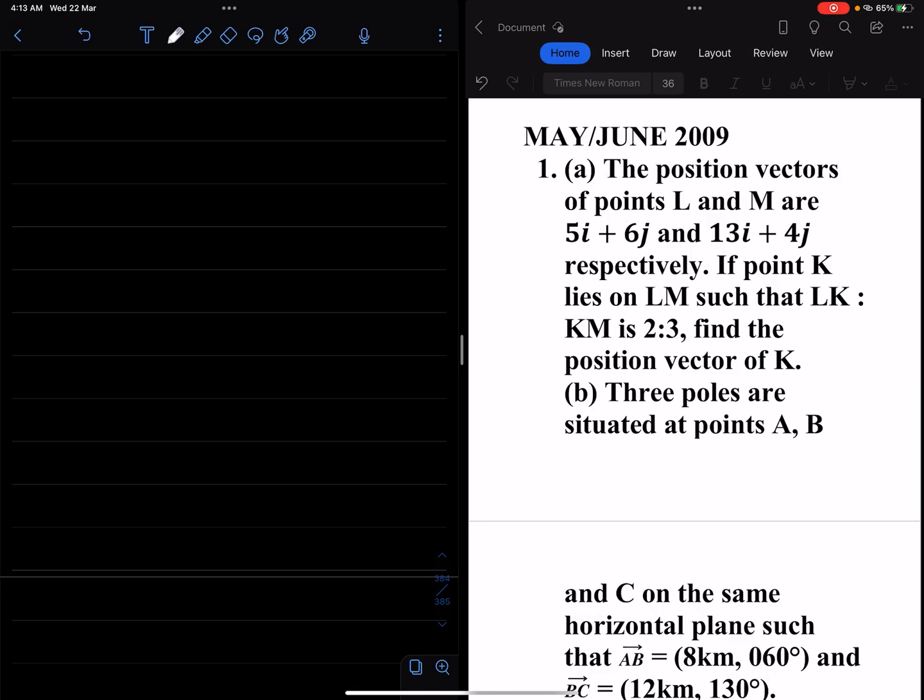Welcome back, everybody. Now we continue with the WAEC questions. This is May/June 2009.